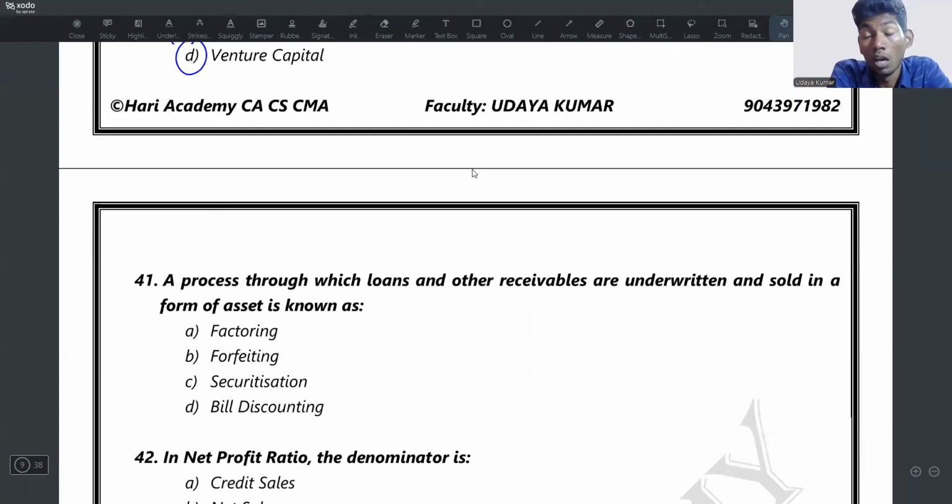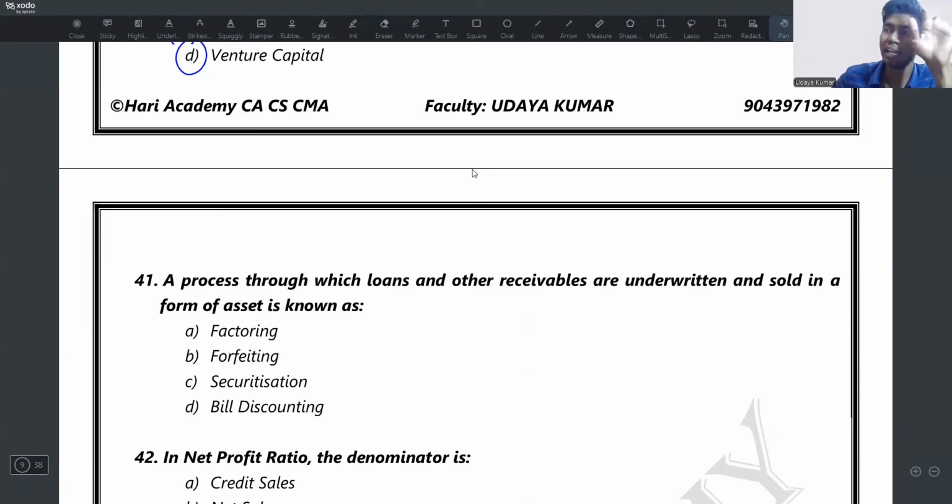So let's know about the term factoring. Factoring involves selling accounts receivable to a third party. If you have accounts receivable and you send them to a third party for collection, making the third party do the collection, that is nothing but factoring. Whereas forfeiting is also similar to factoring.